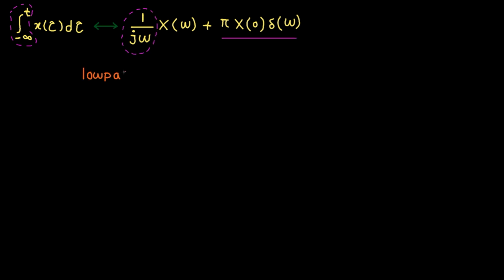Integration in time domain can be seen as a low-pass filter. Let me explain why. By definition, a low-pass filter passes or amplifies low frequencies and rejects high frequencies. Now, when the frequency is low, this term is high as omega is at the bottom. So X(omega) is amplified. On the other hand, when the frequency is high, this term is low and X(omega) is rejected or weakened. So keep this in mind. Integration in time domain acts like a low-pass filter.